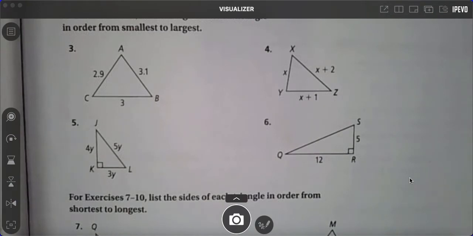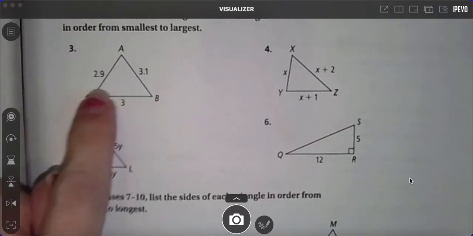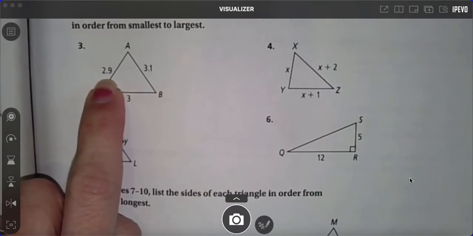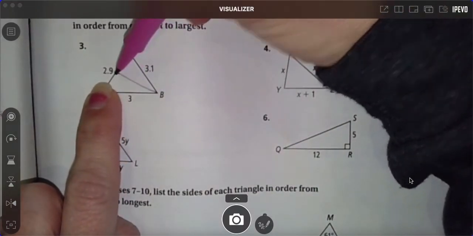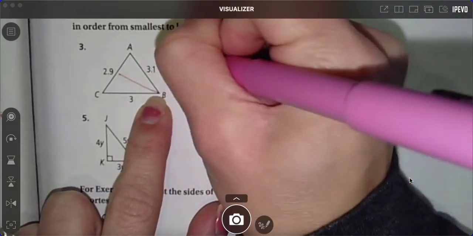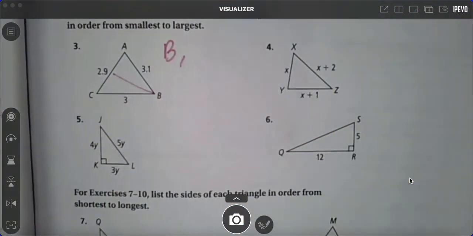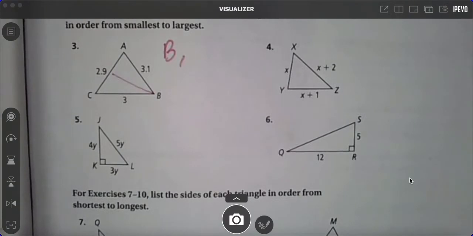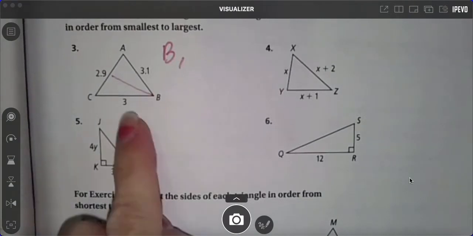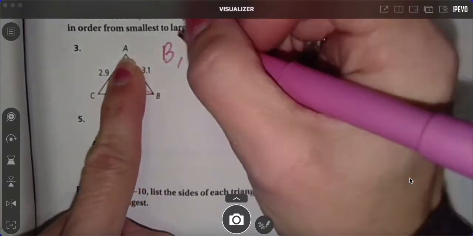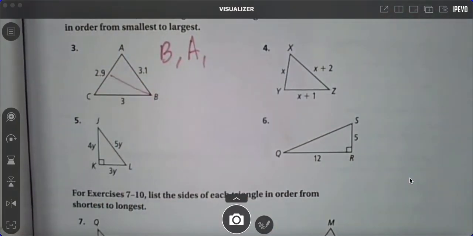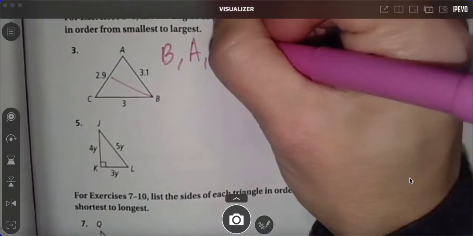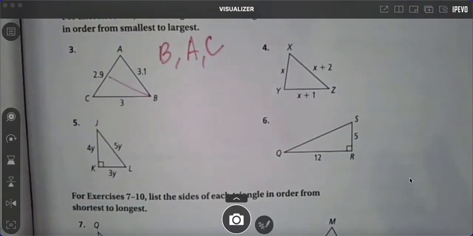On number 3, what is the smallest angle? 2.9. The one across from 2.9. Does everybody agree? That's our smallest number. So what angle goes with it? B. So angle B. What's my next smallest angle? What's my next smallest number? 3. And what's the angle that goes with it? A. And then, what's my last one going to be then? C. Do we understand that? Sort of. Okay.